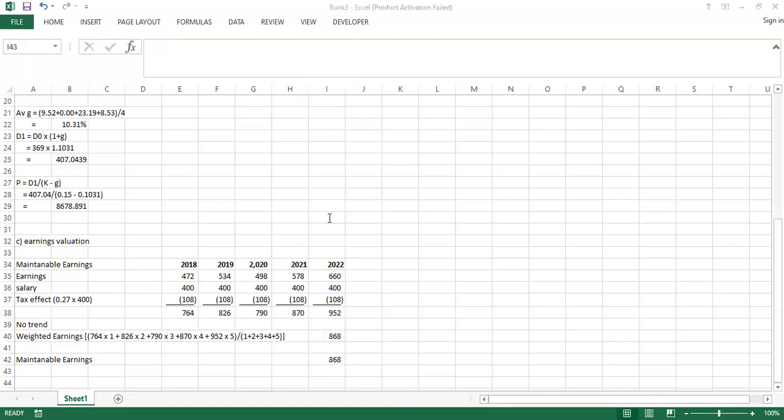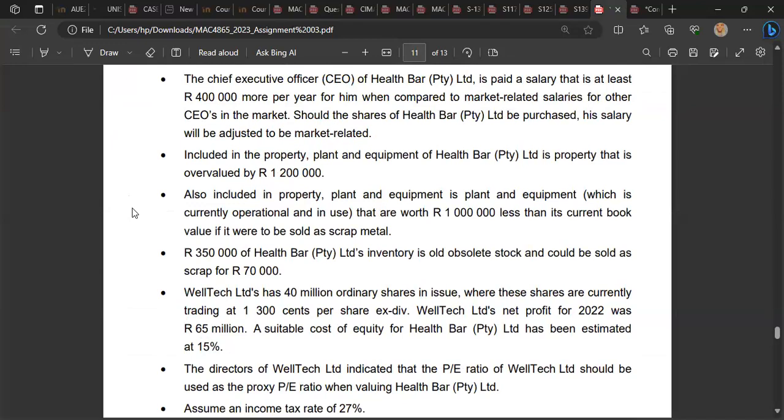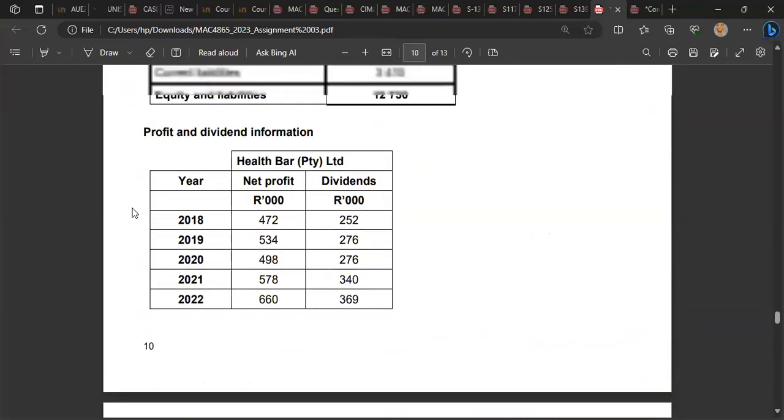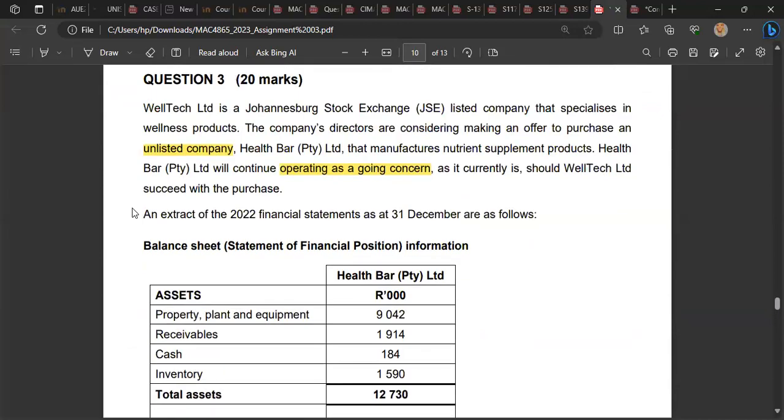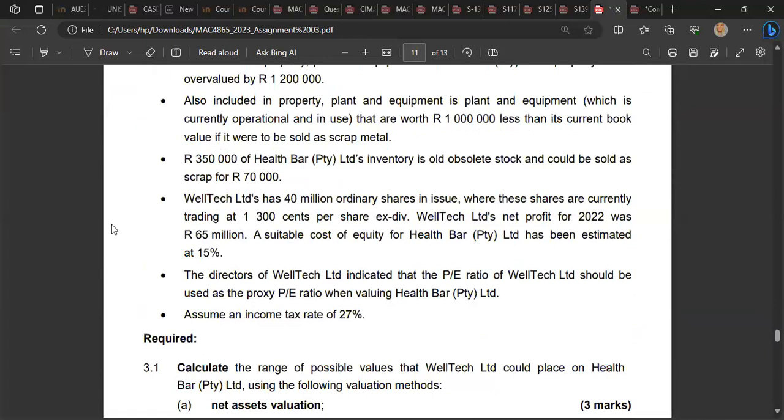Now we are concluding this one. We've got a minute left, but just give me 3 minutes to conclude this one. So now, in terms of our maintainable earnings, you want to check first of all how much are we buying in that company. Directors are making an offer to purchase an unlisted company. If they are purchasing an unlisted company here, the assumption is that they are buying all the shares. So if they are buying all the shares, then there is what we call a control premium.